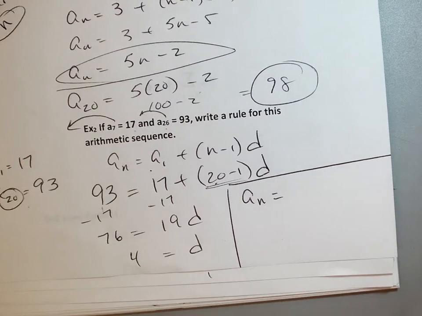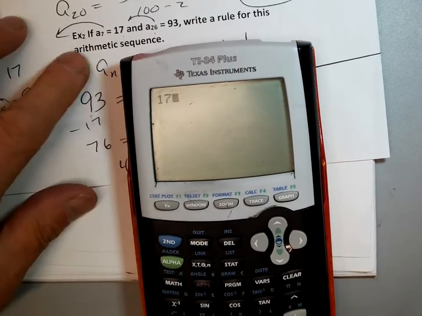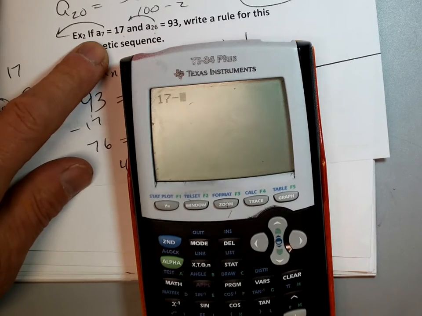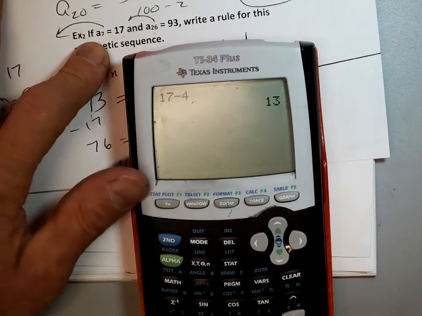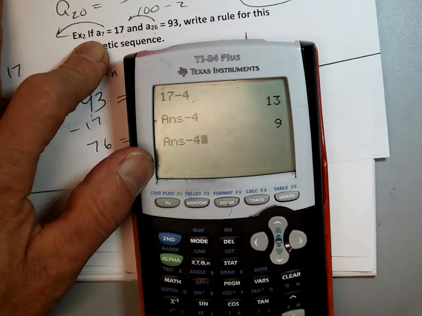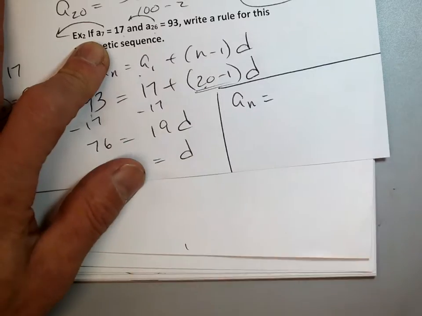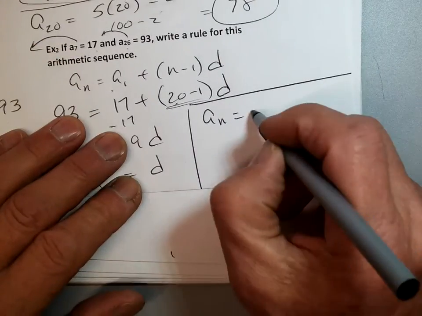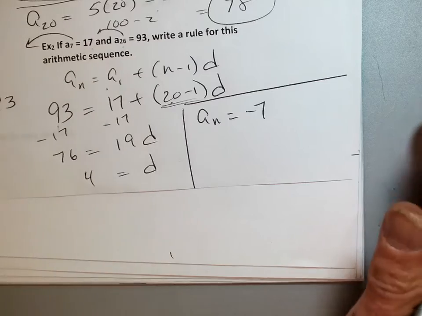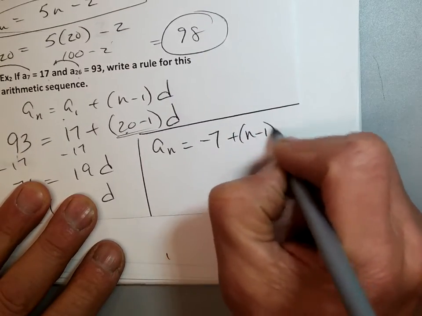So I'll just do it up here, okay? The easiest way for a lot of kids, if 17 is the 7th term: if I subtract 4, there's my 6th term. Subtract 4, there's my 5th term, 4th term, 3rd term, 2nd term, 1st term. So my first term, A1, is -7. I'm going to show the formula, okay? Plus, and n minus 1 times d.